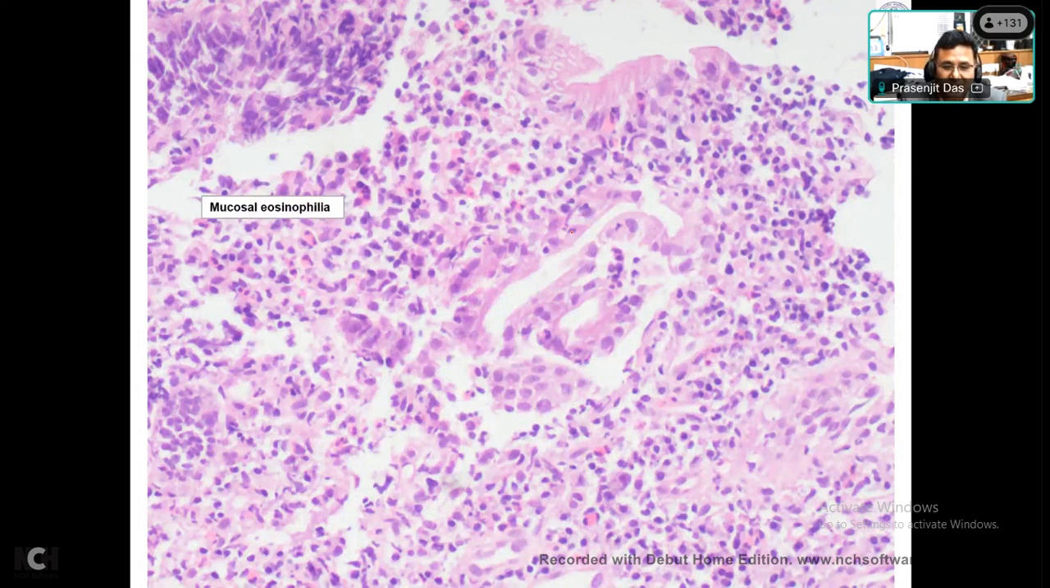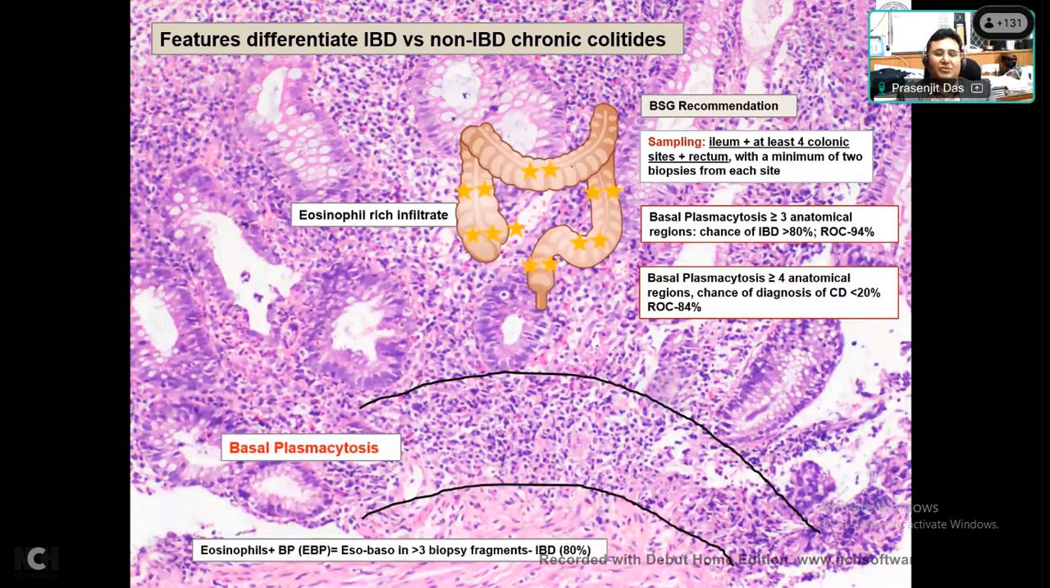So you can see there is a crypt abscess, it is rupturing. There are many eosinophils, and we'll go further. So now we have seen architectural distortion and activity are not disease specific. You need to know similar findings can be seen in IBD type of colitis and non-IBD type of colitis.